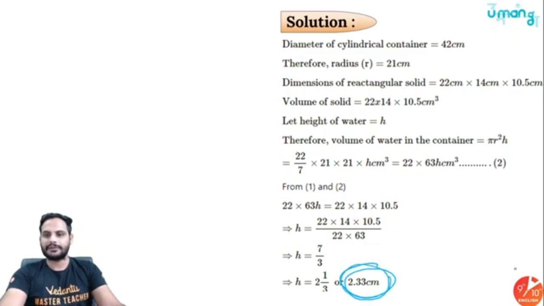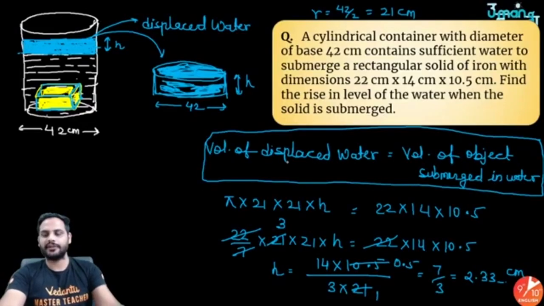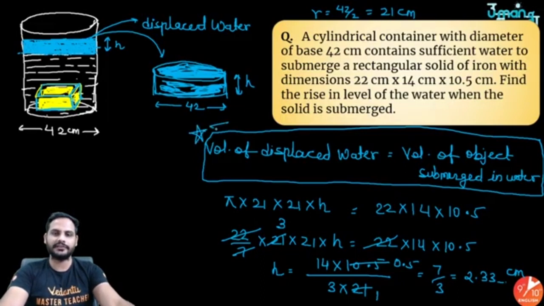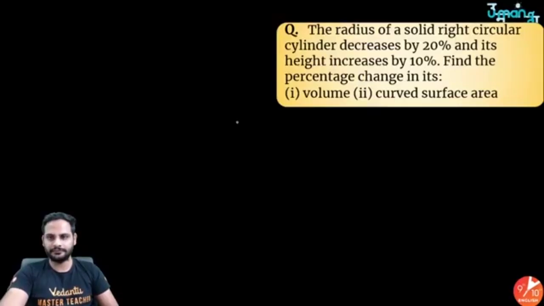Got it? So remember beta, this is the most important part. Volume of the displaced water will be equal to volume of object submerged in the water. If you understand this part, these kind of questions will never trouble you. Okay, chalo, let's move ahead.